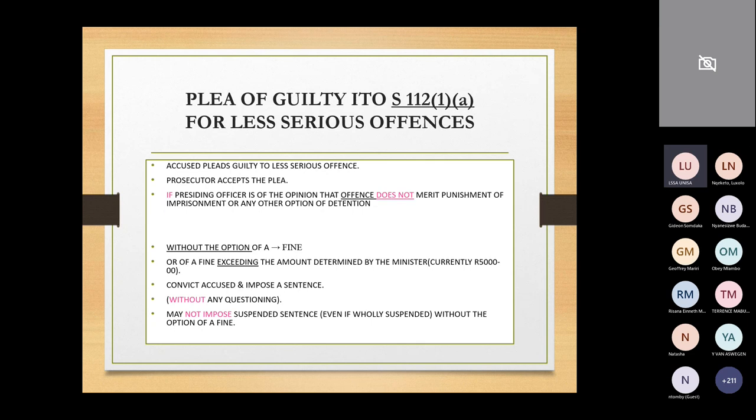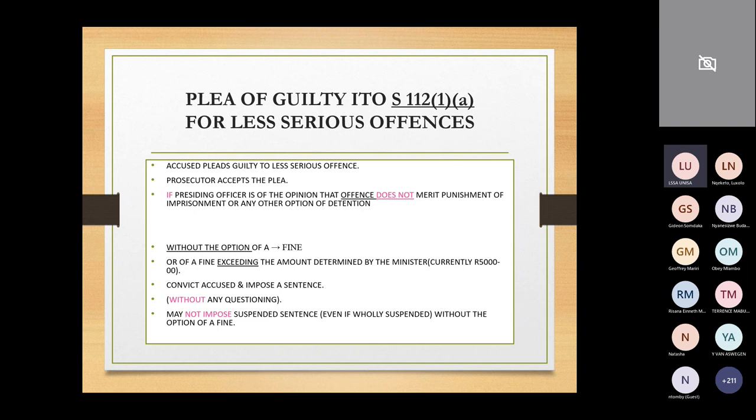Okay, all right. So I think we are all clear as to how section 113 kicks in, as well as how section 220 kicks in. Then we are now going to discuss section 114 of the Criminal Procedure Act. What happens with section 114?